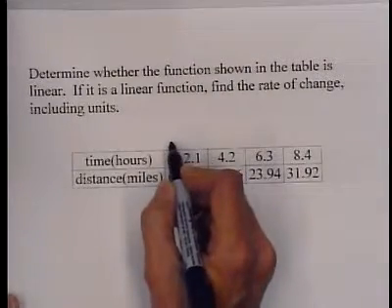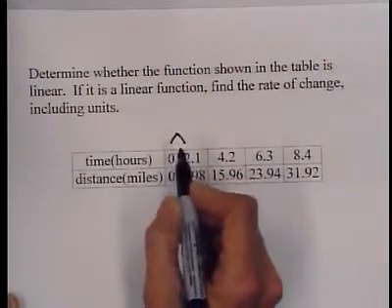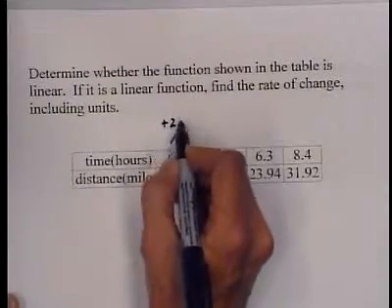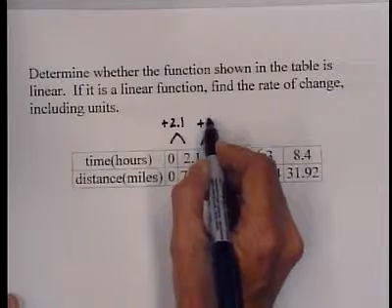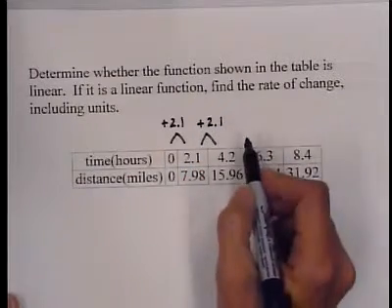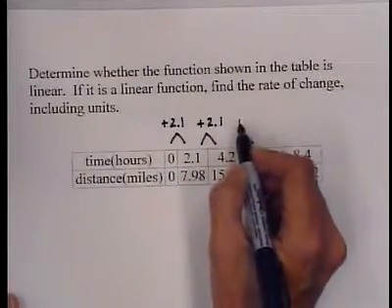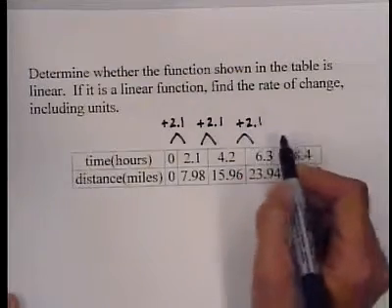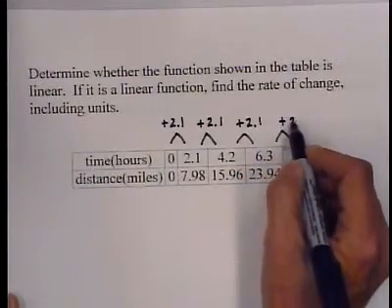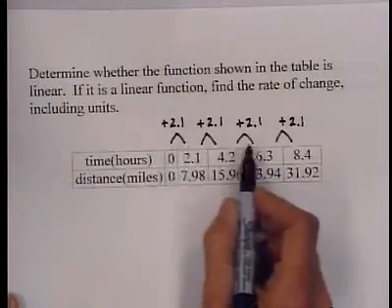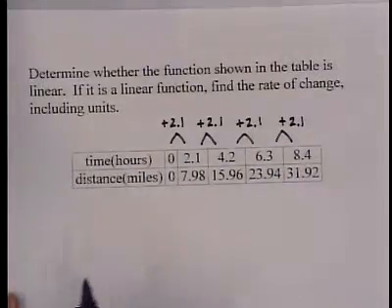We'll find the step to get from 0 to 2.1, that's 2.1. To get from 2.1 to 4.2, we go 2.1 units. To get from 4.2 to 6.3, we go 2.1 units. And to get from 6.3 to 8.4, we go 2.1 units. So there are equal steps in the independent variable.